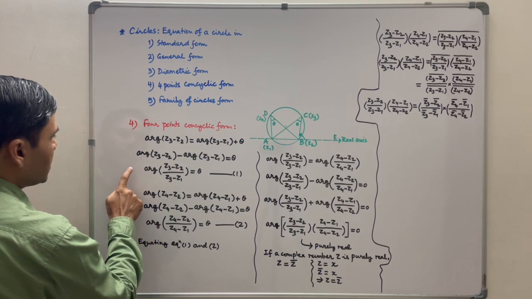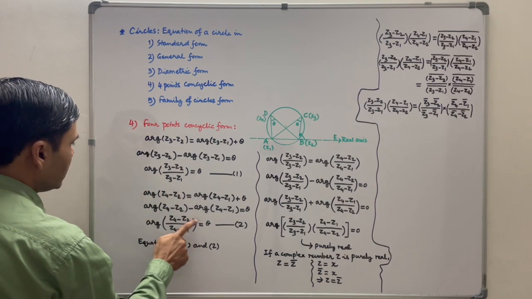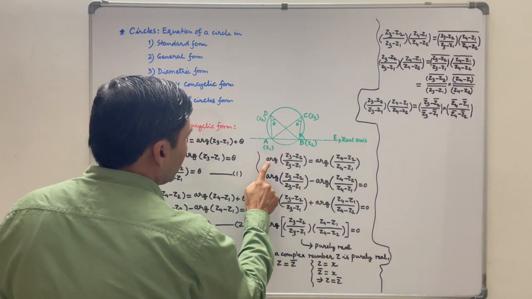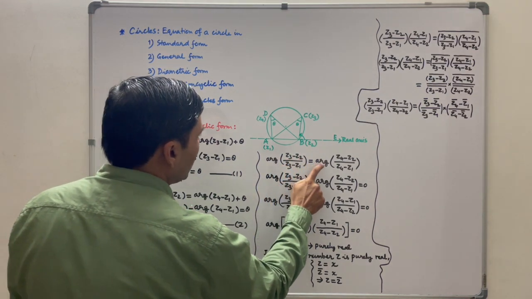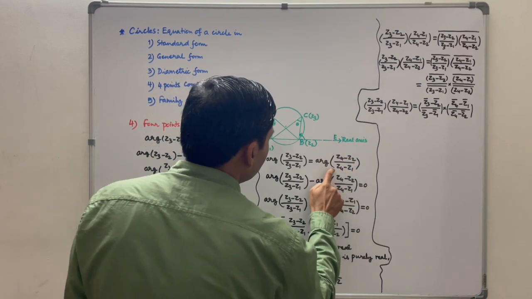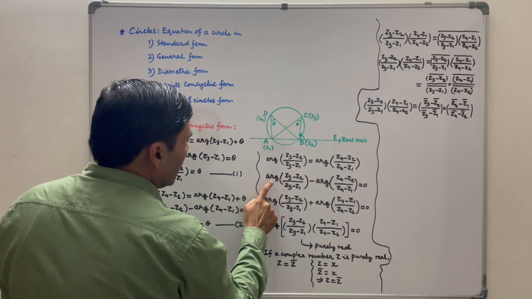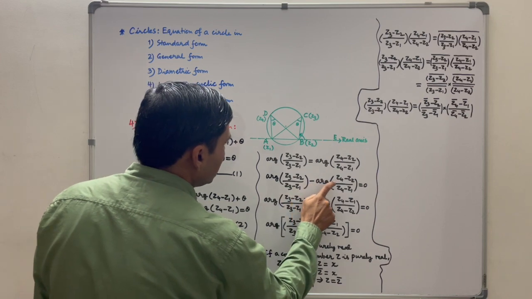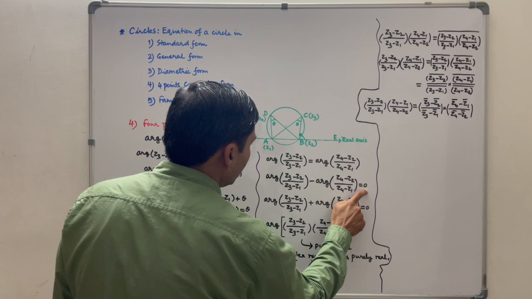Now we can equate equation number 1 and equation number 2, as theta is equal to this and theta is equal to this. So the LHS will be equal. So we can write argument of (Z3 minus Z2) upon (Z3 minus Z1) is equal to argument of (Z4 minus Z2) upon (Z4 minus Z1). Now we can change the side to the left hand side. So it will be argument of (Z3 minus Z2) upon (Z3 minus Z1) minus argument of (Z4 minus Z2) upon (Z4 minus Z1) is equal to 0.